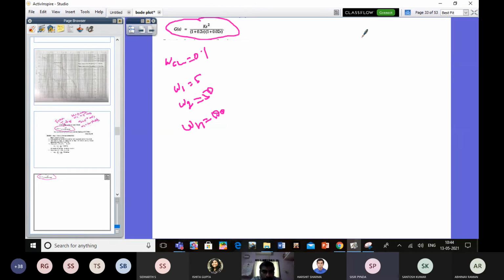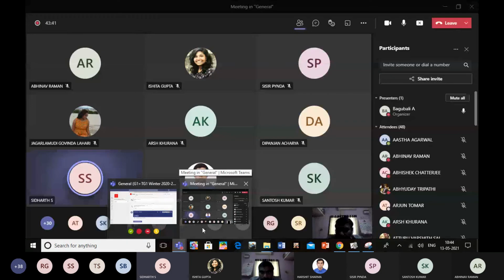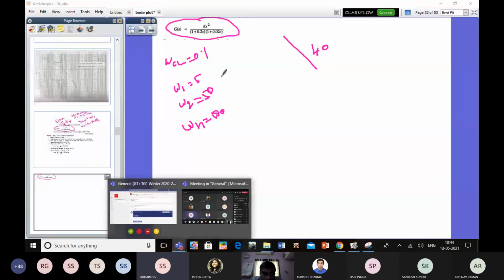Origin, plus 40. Okay, two zeros are located at the origin. So one zero can contribute plus 20 dB per decade. Two zeros lying at the origin will contribute plus 40 dB per decade. Very good, dear. Next, what we have to do? Two poles will also contribute minus 20, minus 20.